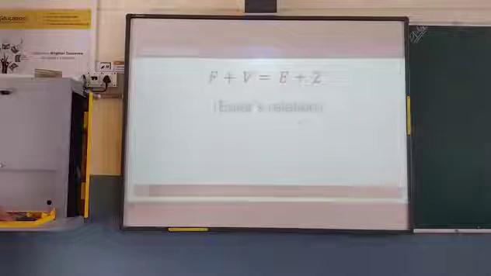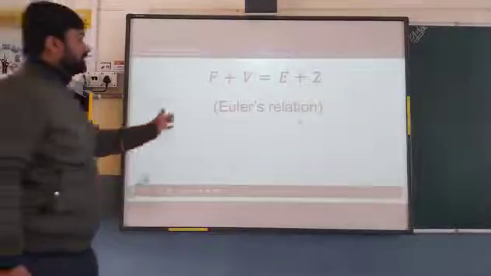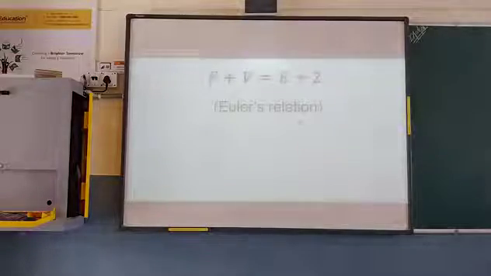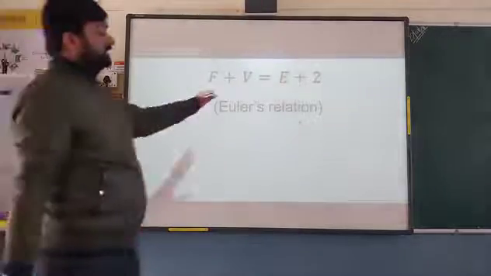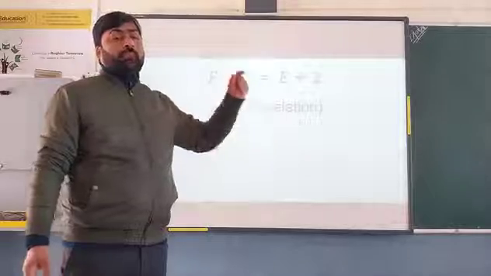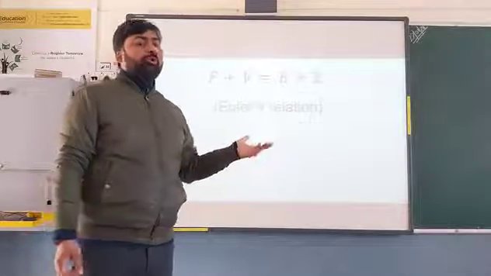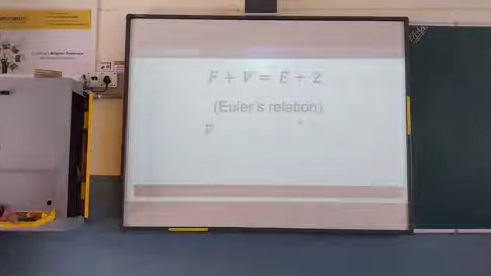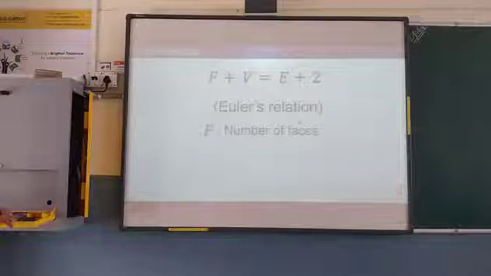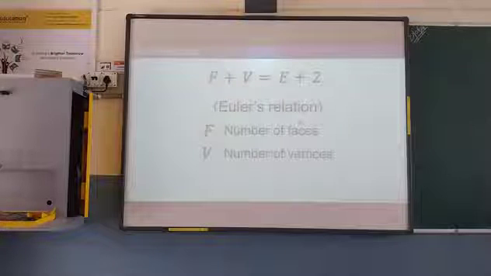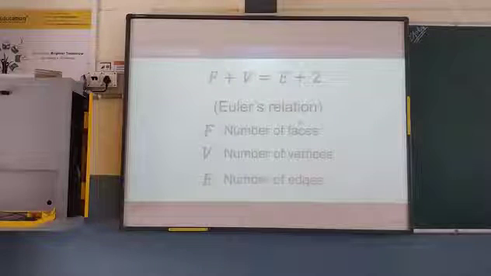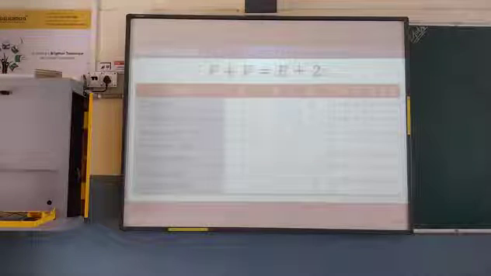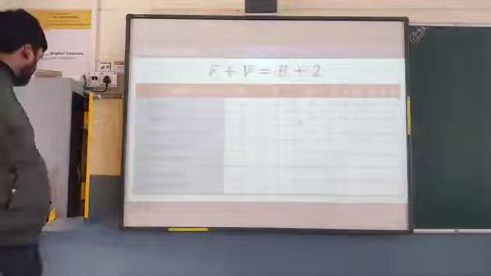This relation is called Euler's relation. Okay, so this is Euler's relation or Euler's formula. You may be asked to verify Euler's relation for a particular type of solid shape. They may say for a cube or a cuboid, all these things they may say. Here F stands for number of faces, V for number of vertices, and E for the number of edges. And see, they have verified all this.